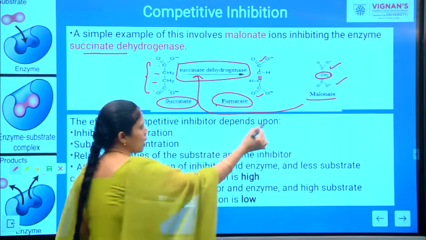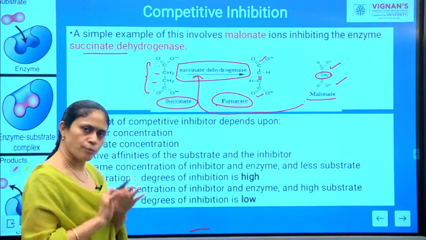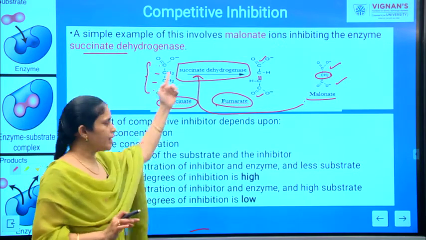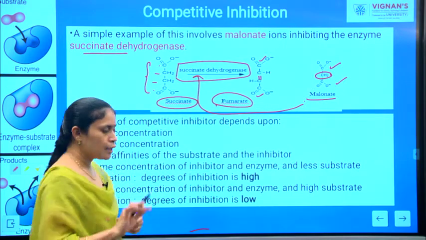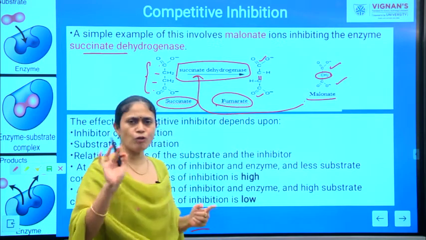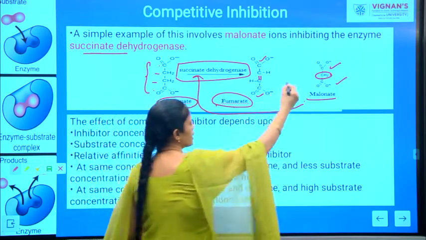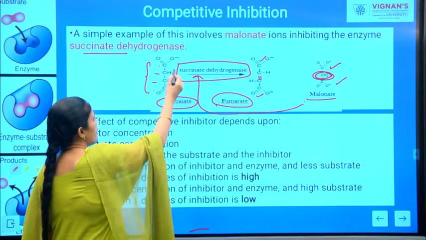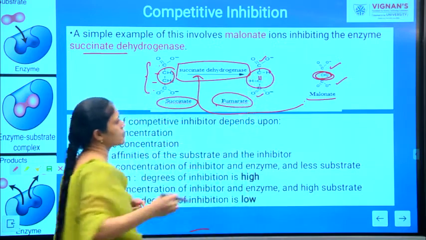But this malonate can go and bind to the active site of the enzyme. Pretty well, as it has some structural similarity with the actual substrate, your malonate is going and binding to your succinate dehydrogenase. But there won't be any formation of product. This malonate cannot be involved in the formation of fumarate. Why? Because if you see the malonate structure, you have only one carbon group here. But in the case of succinate and fumarate, there are two carbon groups.